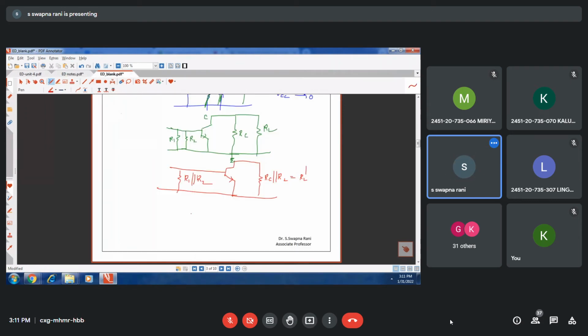See here. If we look into the base and emitter terminals, we made it V1 and let this be the current IB. Then RI was HIE. Now the input impedance will be HIE till here. Up to here it is HIE, then RB gets added in parallel. So like that, if a common emitter amplifier with self bias is given, you have to do it this way.